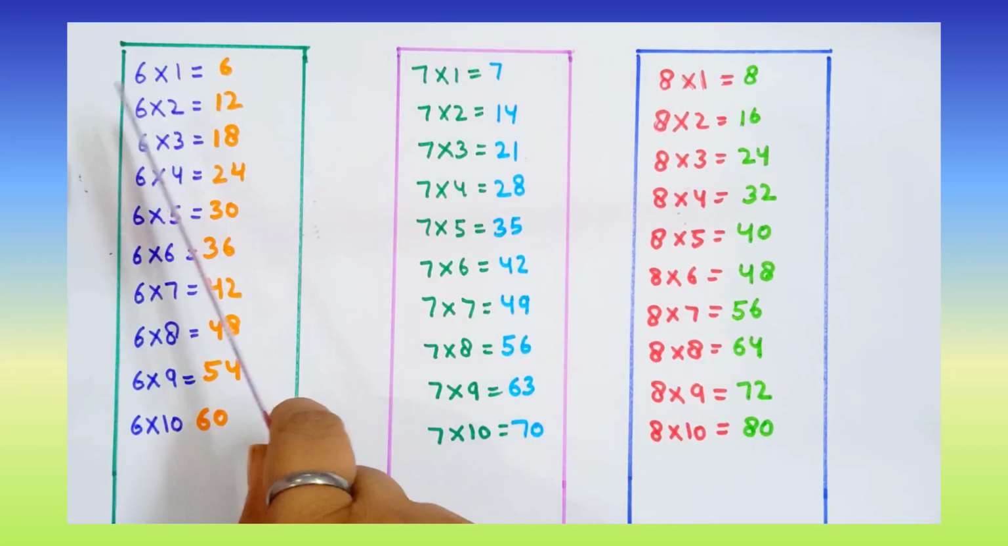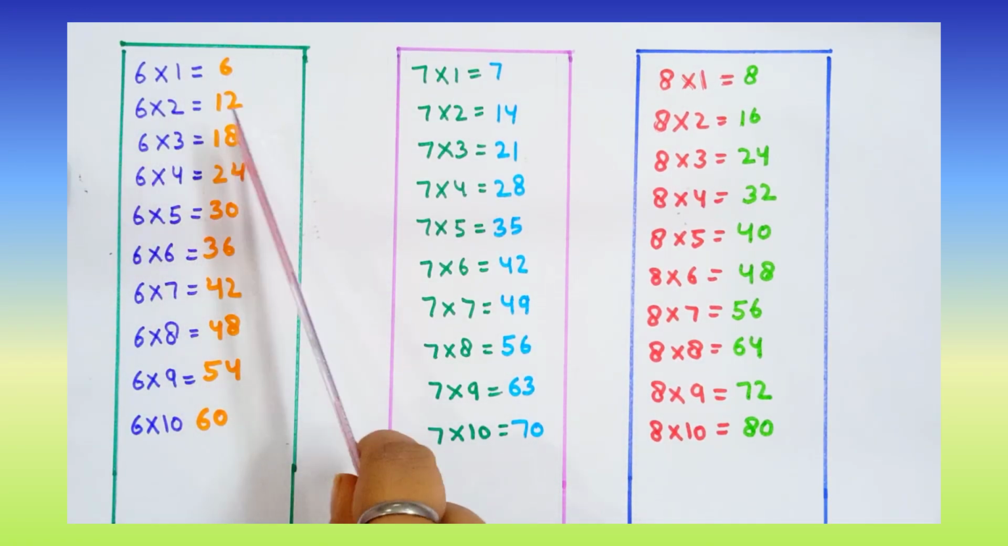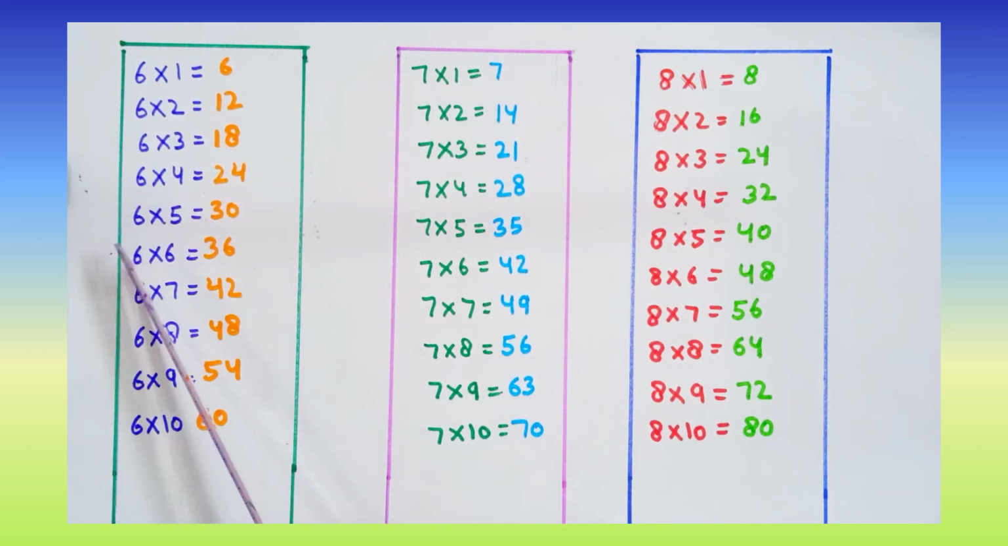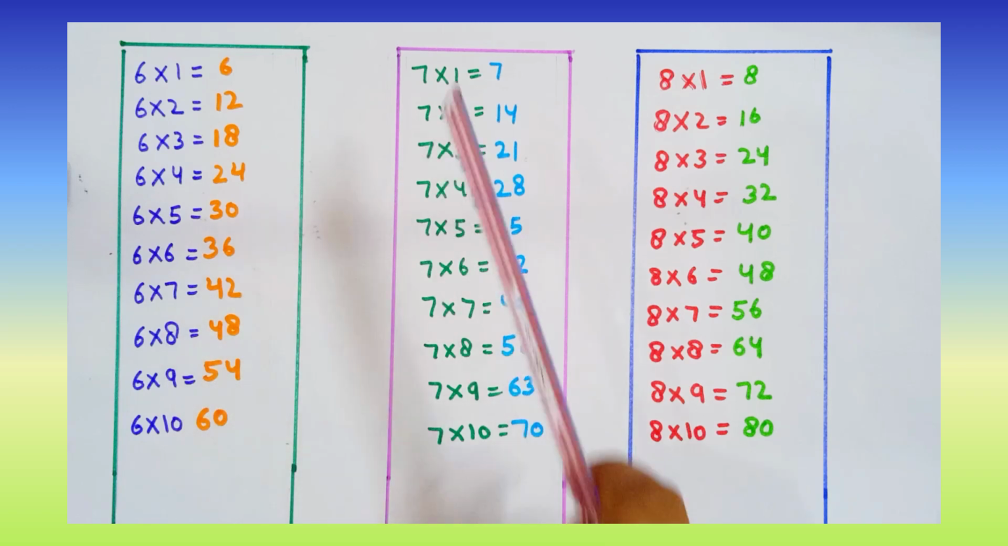6 ones are 6, 6 twos are 12, 6 threes are 18, 6 fours are 24, 6 fives are 30, 6 sixes are 36, 6 sevens are 42, 6 eights are 48, 6 nines are 54, 6 tens are 60.